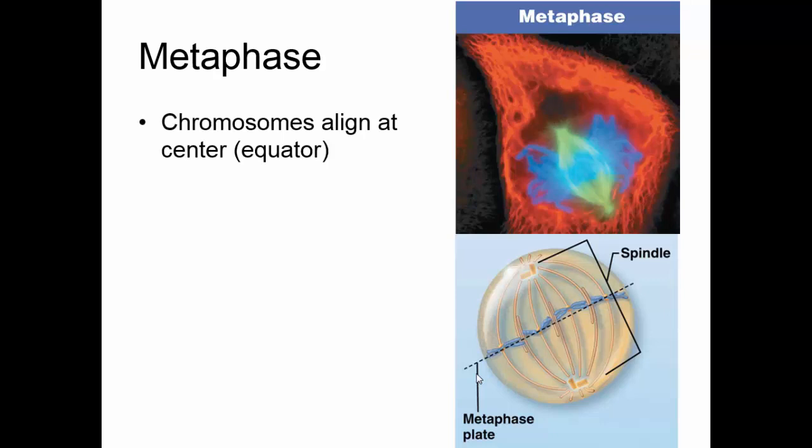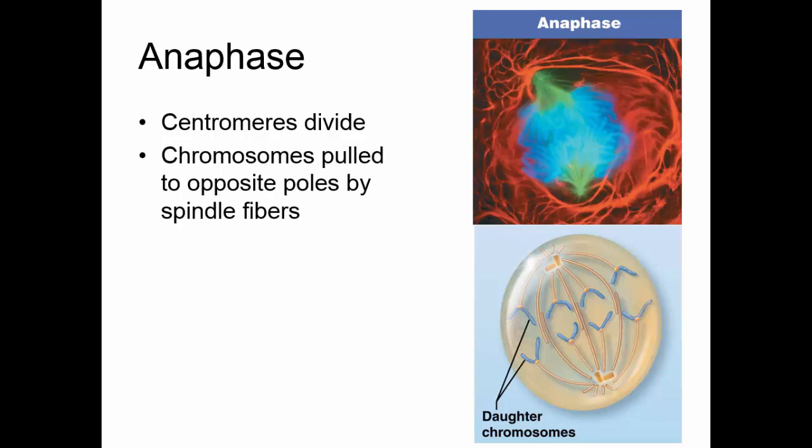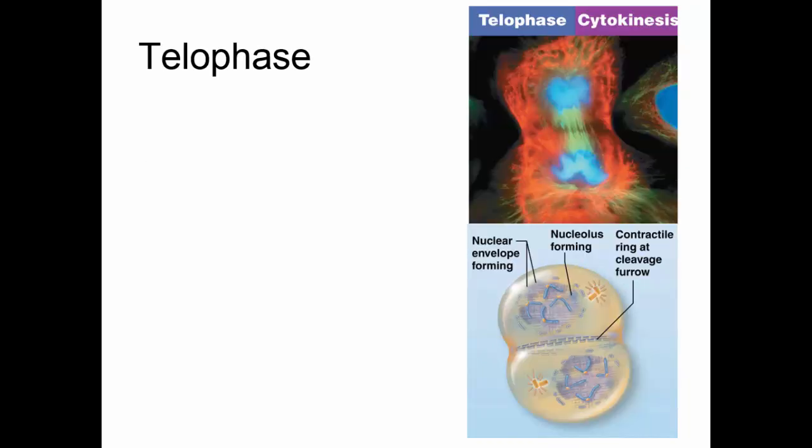They line up on the equator. The spindle fibers are firmly attached to each centromere. In anaphase, the centromeres divide. Now we have individual chromosomes, and those spindle fibers, which are microtubules, begin to shorten and pull the chromosomes to the opposite poles. In telophase, we sort of have the reverse of prophase.